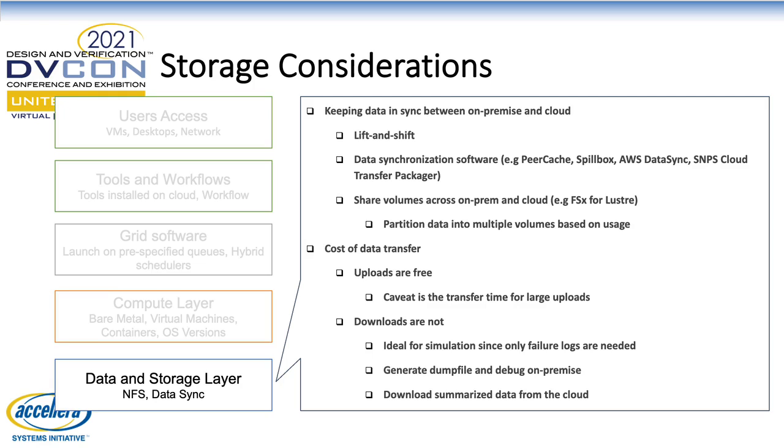Subsequent rsyncs were much faster because they essentially just sync incremental changes. On the download side, which is charged, our fees were small because we only downloaded the summarized results of the runs. All failing tests were debugged on-prem, so we did not have any dump files being downloaded from the cloud.